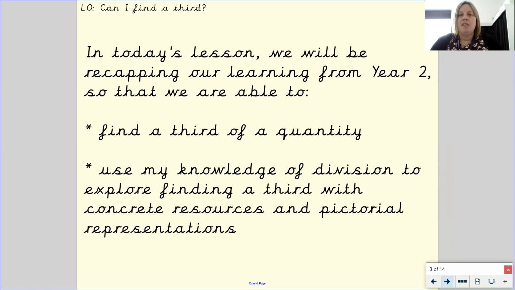In today's lesson, we will be recapping our learning from Year 2 so that we are able to find a third of a quantity. And remember, a quantity is an amount. We will also use our knowledge of division to explore finding a third.